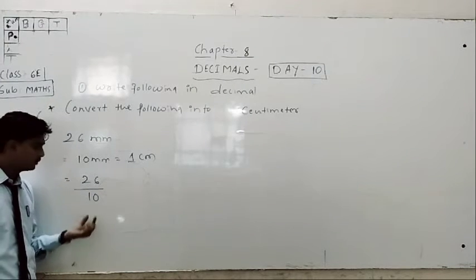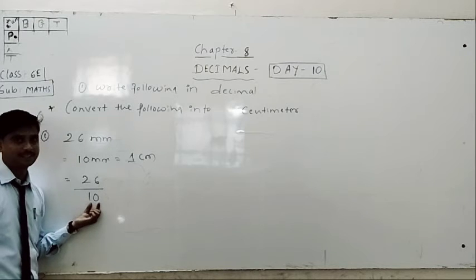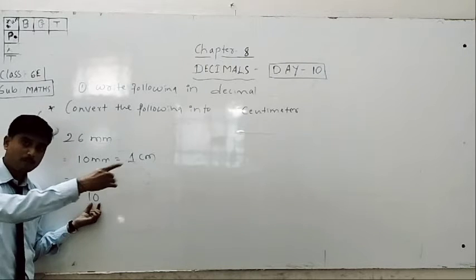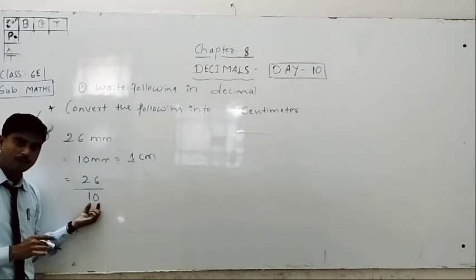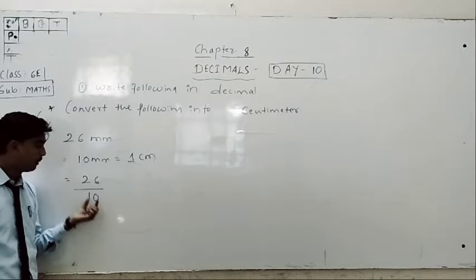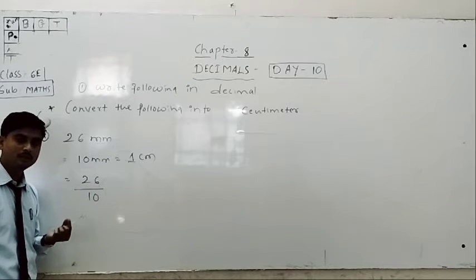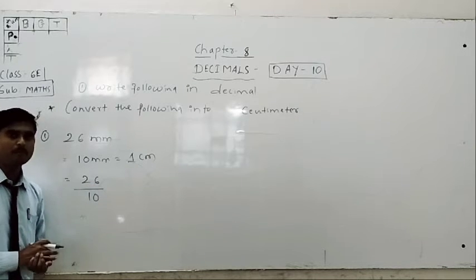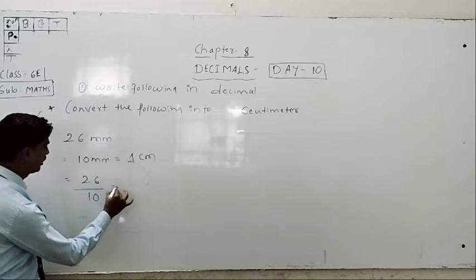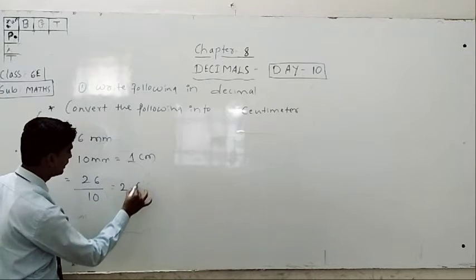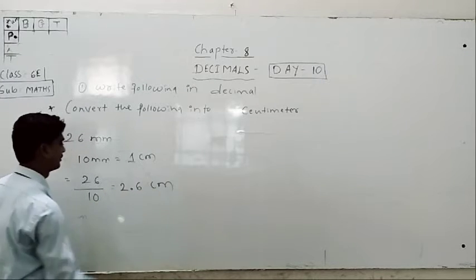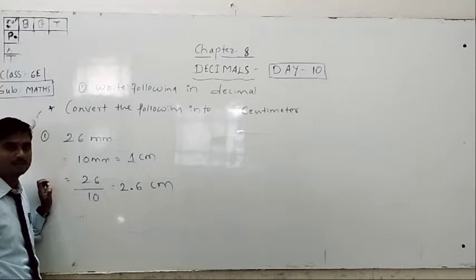Remember this thing, it is the 10th place. After the point, only one number should be in the 10th place. But here, sir, two numbers are there. We should write one number before the point. It is equal to 2.6 centimeter. This is the conversion method.